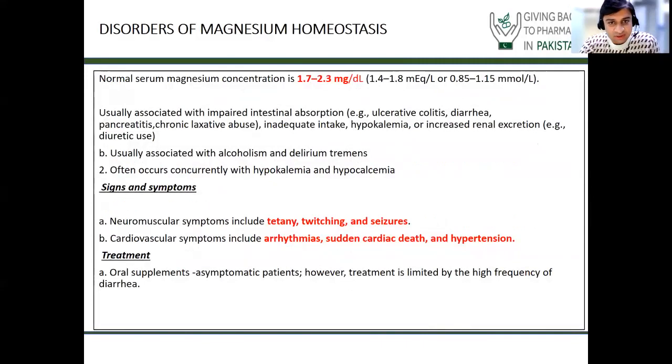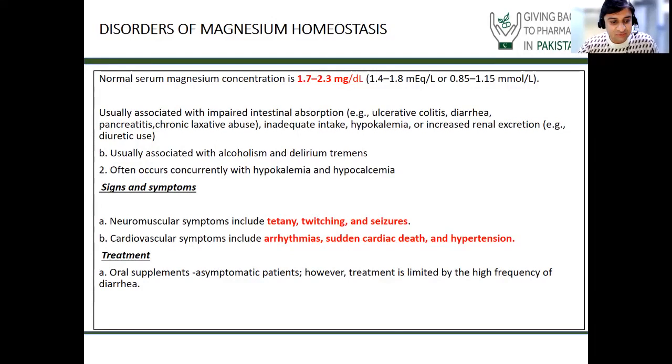What are the disorders of magnesium? So normal magnesium level is 1.7 to 2.3. Usually hypomagnesemia is associated with impaired intestinal absorption, which can happen in patients with ulcerative colitis, diarrhea, pancreatitis, chronic laxative use, and in patients who have inadequate intake of magnesium. Similarly, patients who have ongoing hyperkalemia have concurrent hypomagnesemia, as we discussed earlier, and so do patients who have renal failure or are on diuretics.